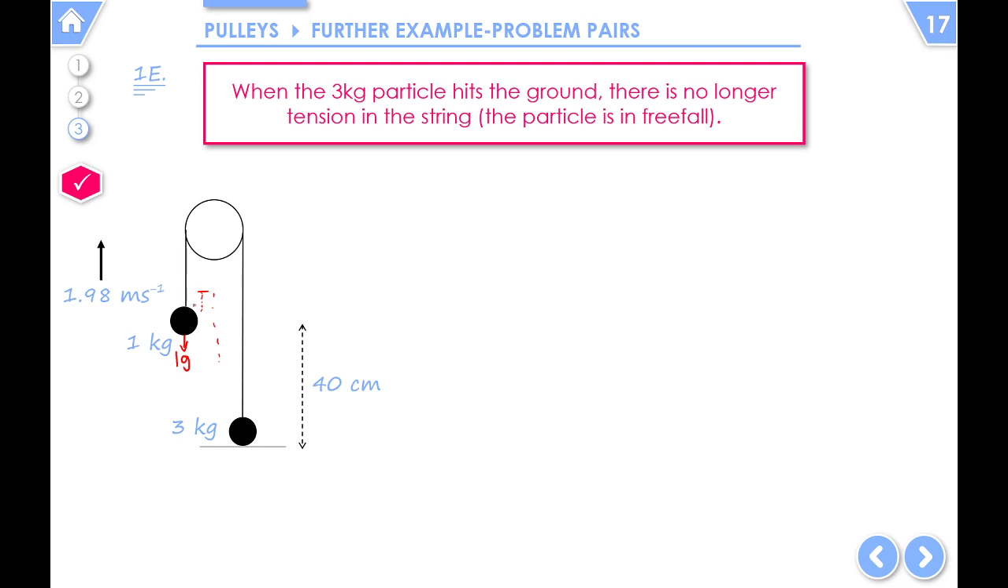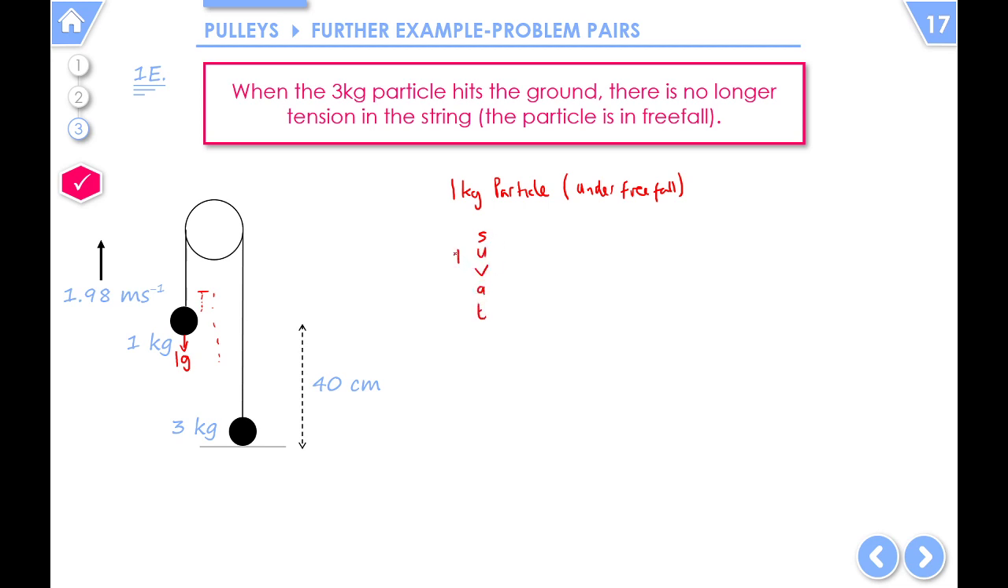And all we need to do for that is a Suvat equation. We're going to do one on the 1 kilogram particle. But now that there's no tension in here, I'm just going to write that it's under free fall, which means the only force acting on it is its weight, or gravity. So, think about your Suvat values for this.